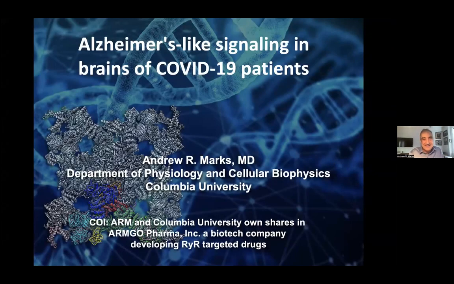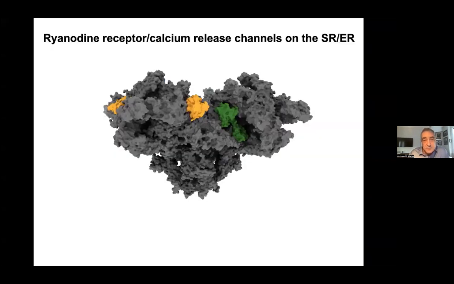So my name is Andy Marks. I'm chair of Physiology and Cellular Biophysics, and I'm going to tell you about our work on Alzheimer's-like signaling in the brains of COVID-19 patients. I am going to be talking about a drug that we call a Rycal, and so I have a conflict of interest to disclose because we have a company, ARMGO, that's developing these drugs.